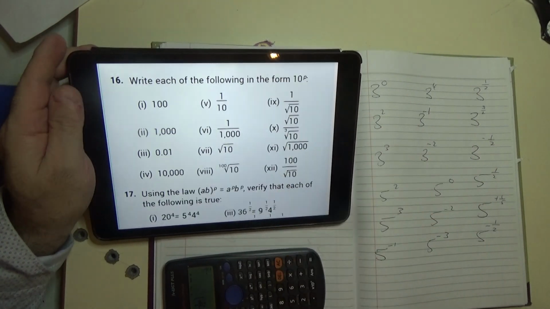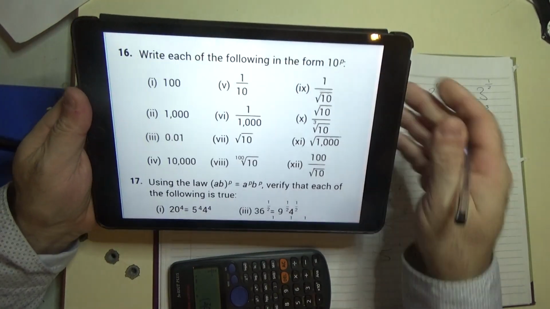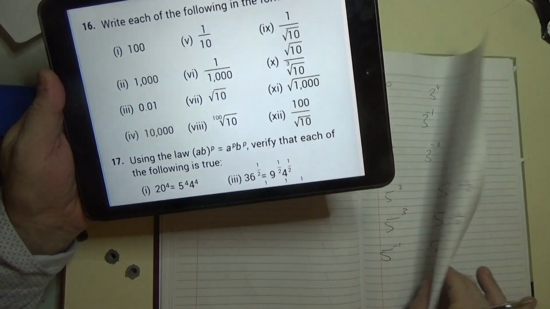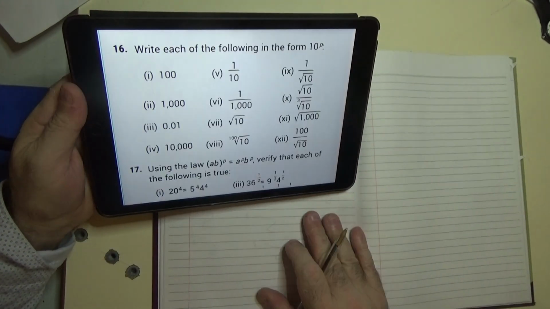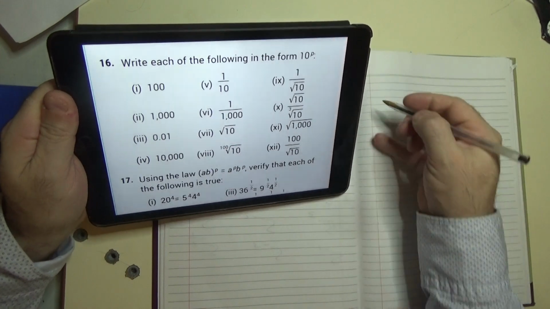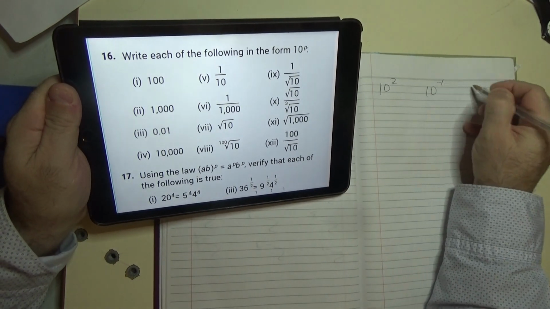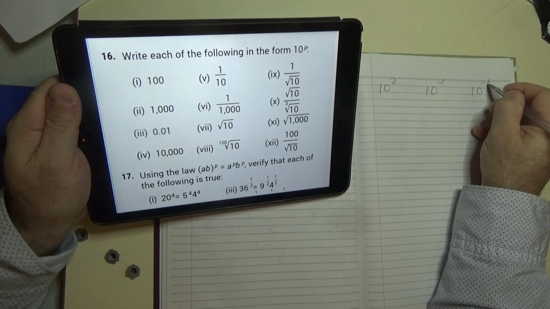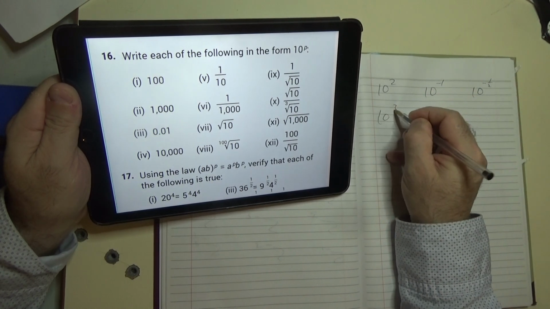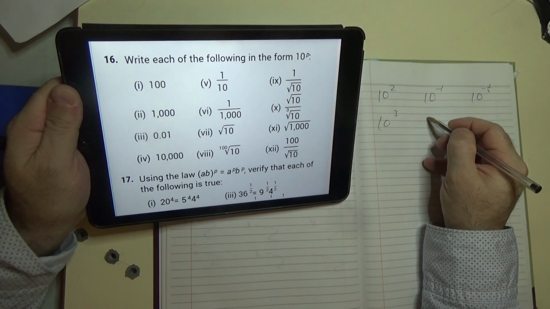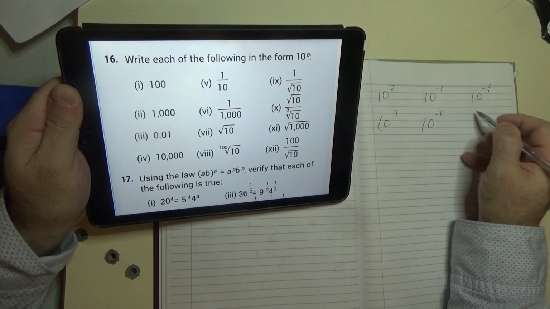Okay, they never stop. I'll swing back and do some of these on the calculator as well. 10 to the -1, 10 to the -1/2, 10 cubed, 10 to the -3.